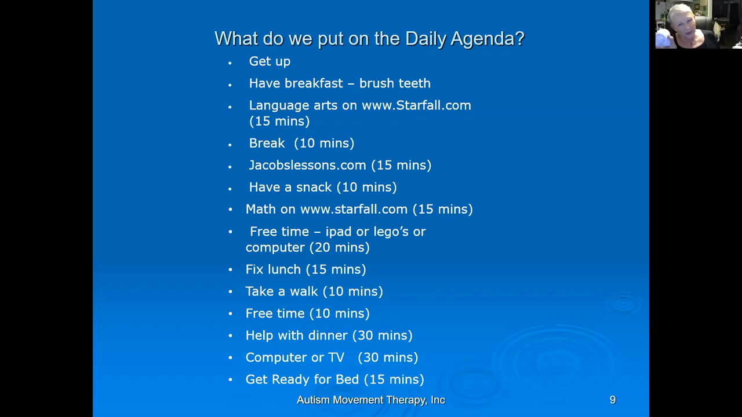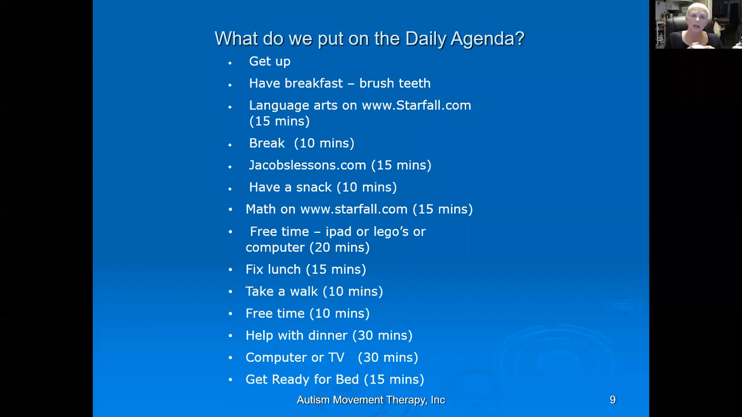And oh, 10 minutes is up. You can take a longer walk. You can take a 30-minute walk. You are setting the time for the agenda. I'm giving you examples of how to put that agenda together so that you can fill a day. Then what? We come back in the house and another free time activity. 10 minutes on the timer.